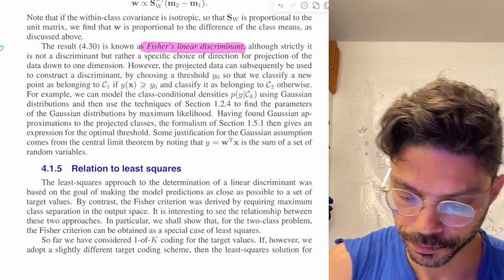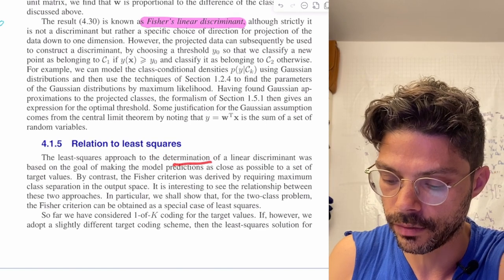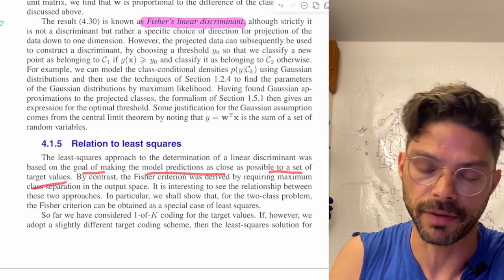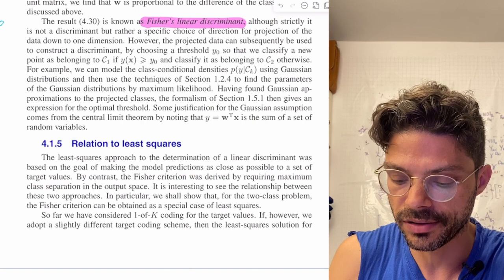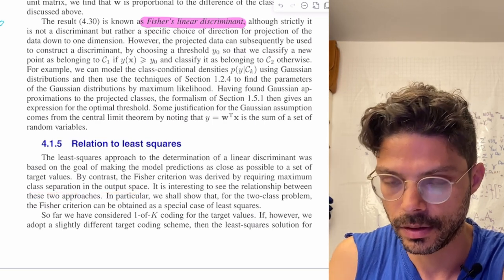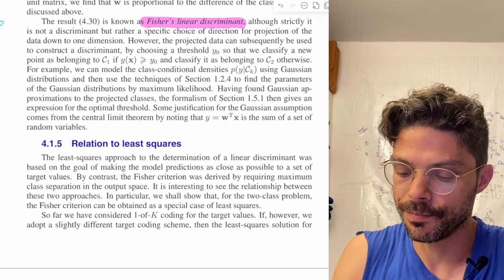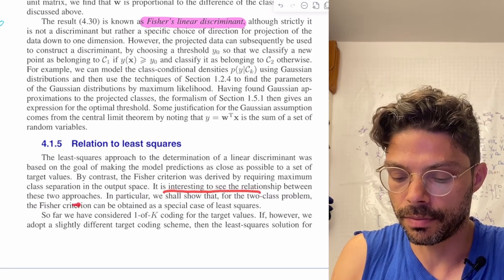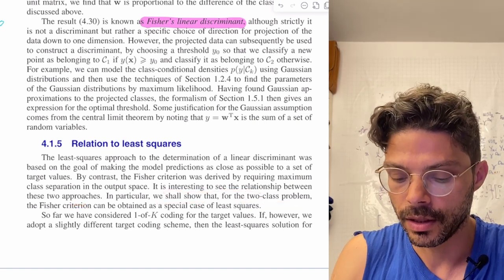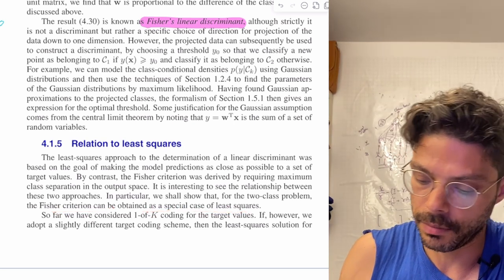Okay, so the relation to least squares. The least squares approach to the determination of a linear discriminant was based on the goal of making the model prediction as close as possible to a set of target values, right? We just talked about that. By contrast, the Fisher criterion was derived by requiring maximum class separation in the output space. So a priori, the connection between these things is not necessarily clear, and it's interesting to see the relationship between these two approaches. In particular, we shall show that for the two-class problem that we've been covering so far, the Fisher criterion can be obtained as a special case of least squares. Okay, so that's what we're going to be doing.